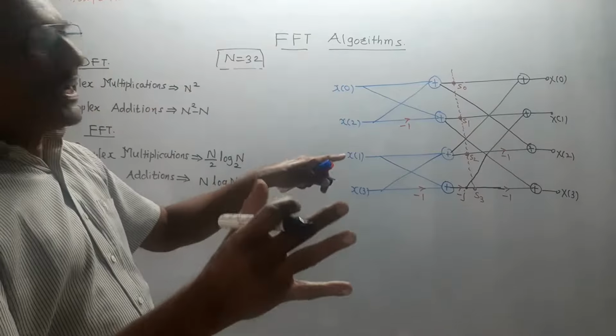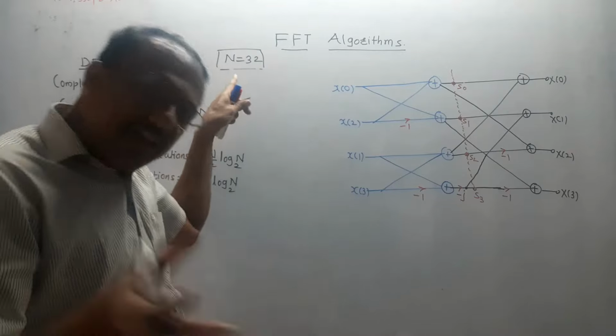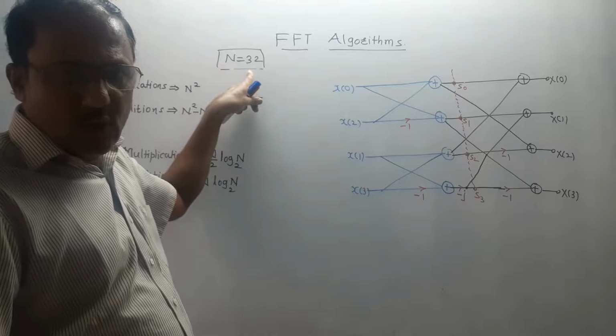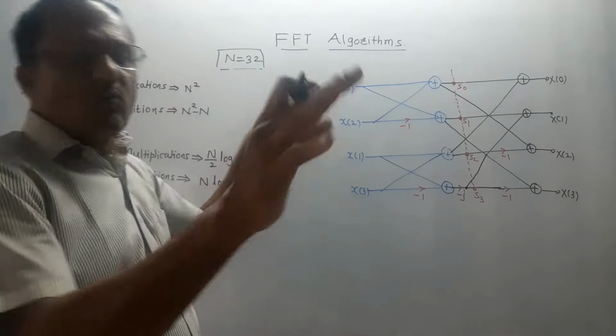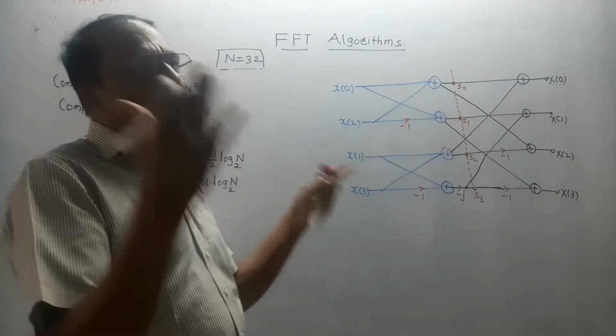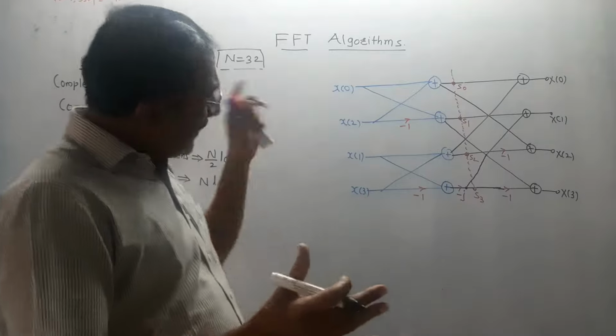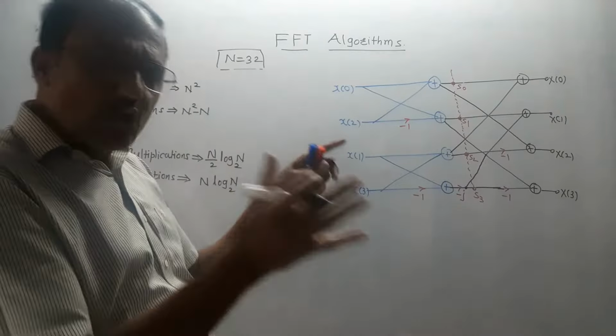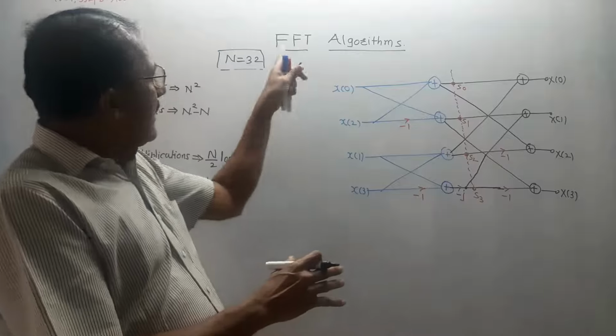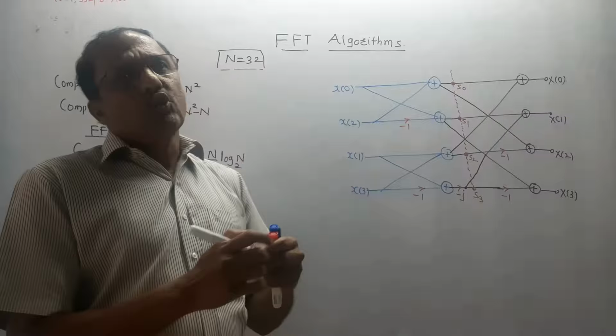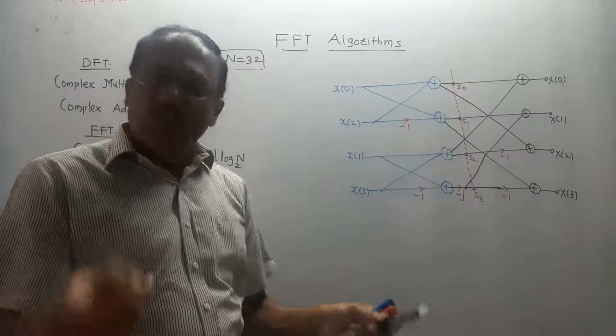We need to prove that if you are calculating DFT for n equals 32, and if you are calculating FFT, what's the difference? And then it will prove that FFT is faster. Apart from that, we'll be studying how to solve numericals as far as FFT algorithms are concerned. So we'll be solving the numericals on both the types.